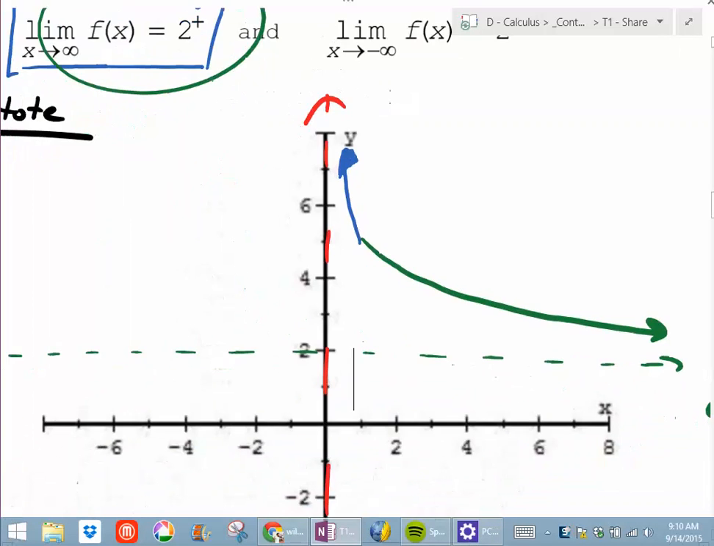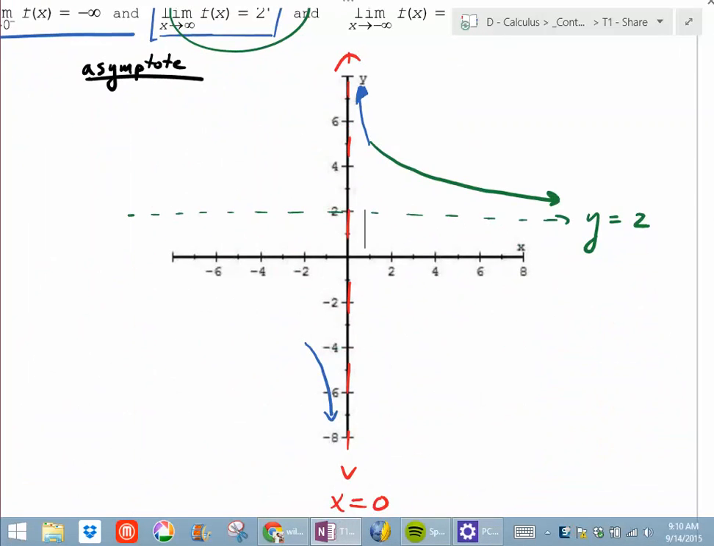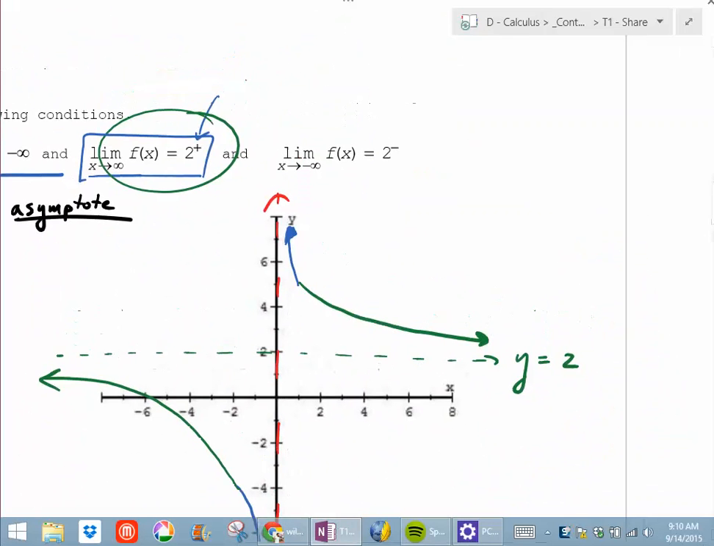So what is it going to look like? Let's look at the big picture here. What's it going to do? It's going to do that. This is not negative 2. This is 2 from the bottom.